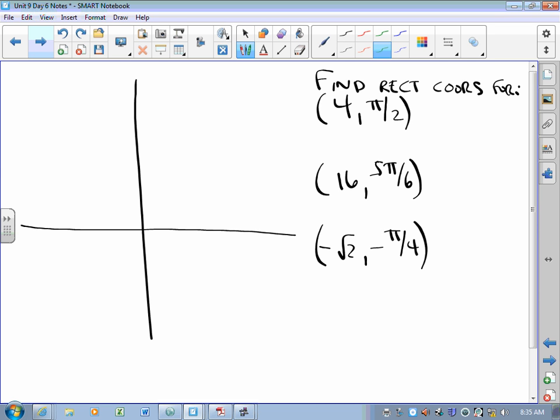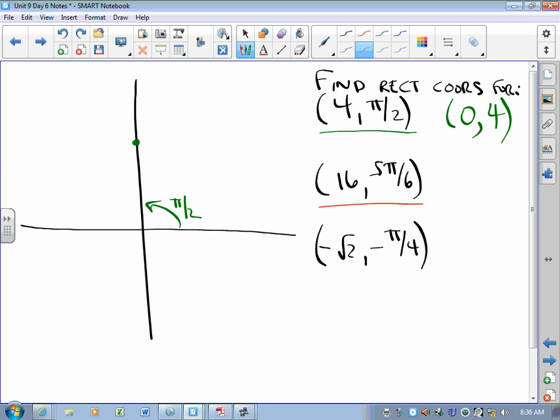4, pi over 2. That means we come out a distance of 4 from the origin at an angle of pi over 2 from the positive pole. So if this is the point 4, pi over 2, then, well, how do we get there rectangularly? We don't go across at all. We go up 4. That's the way this goes.